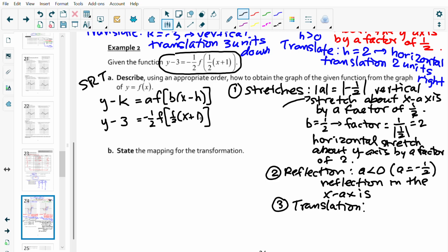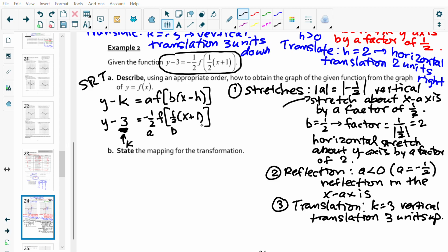Number 3. Translation. Okay, right here. This is the k value. Let me do this. This is the a value. This is the b value. K value. As it's written, it matches the general transformation model. So k equals 3, which is a vertical translation 3 units up. Okay, don't just say translation 3 up. You have to say vertical translation 3 units up.